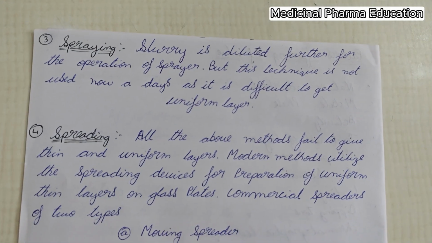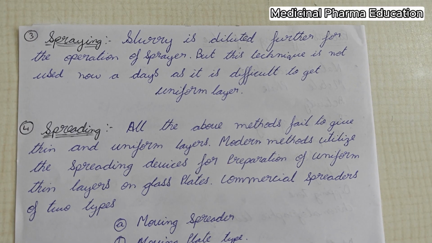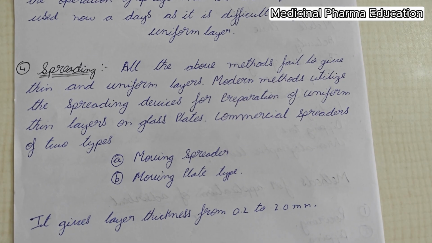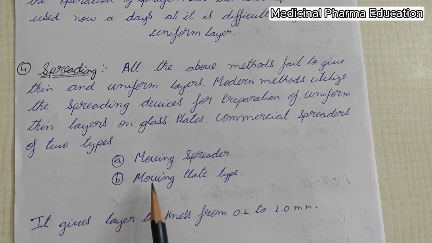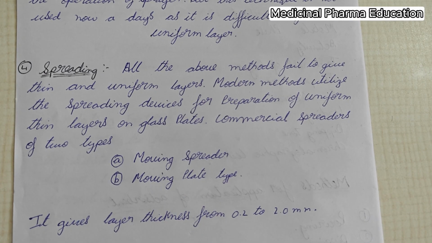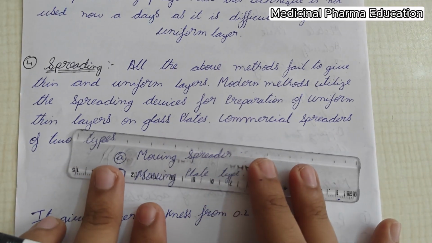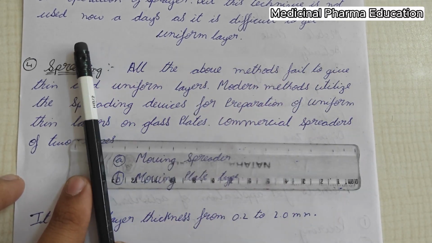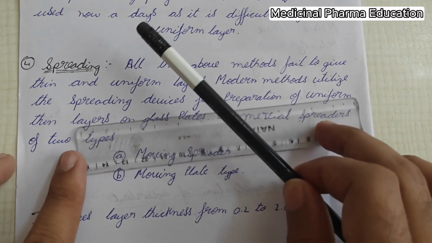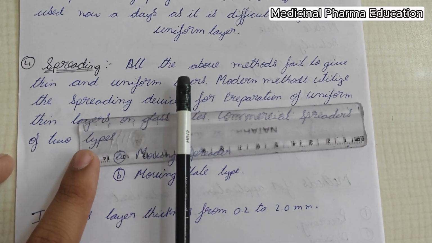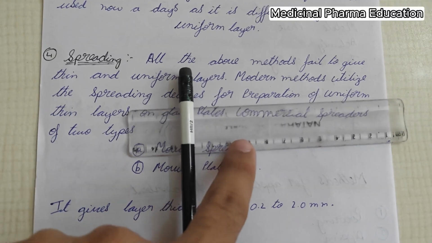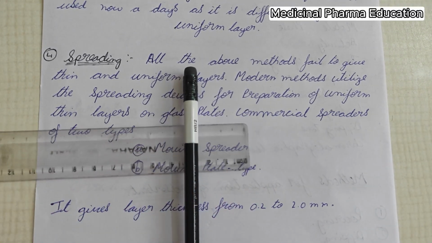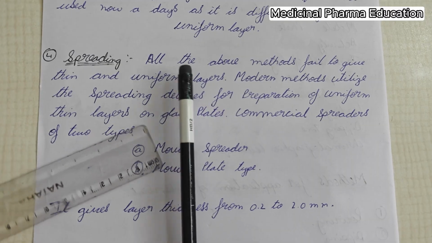Otherwise the video will be lengthier, so I will not explain this. You have already studied it in your B.Pharm. This is the spraying, and this is the spreading. In spreading, there is a moving spreader or a moving plate. In the moving spreader type, the plate stays stable and we move the spreader like this. In the moving plate type, we keep the spreader in the same place and the plate is moved from here to here.